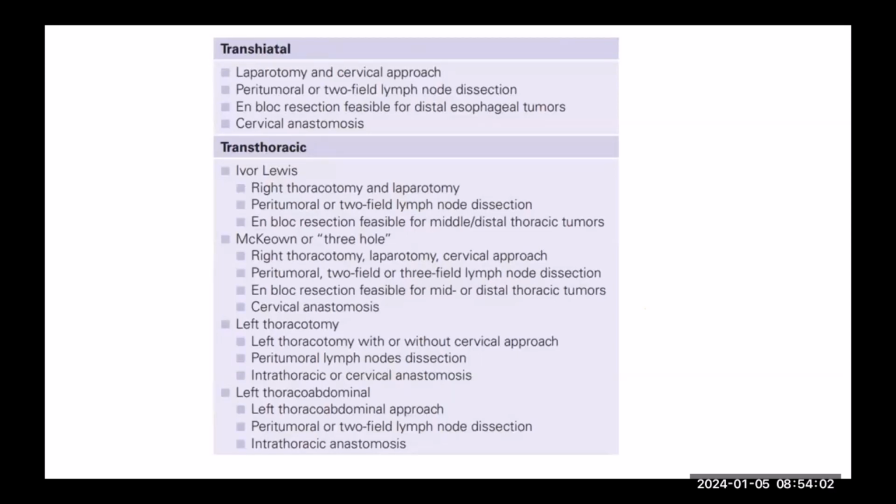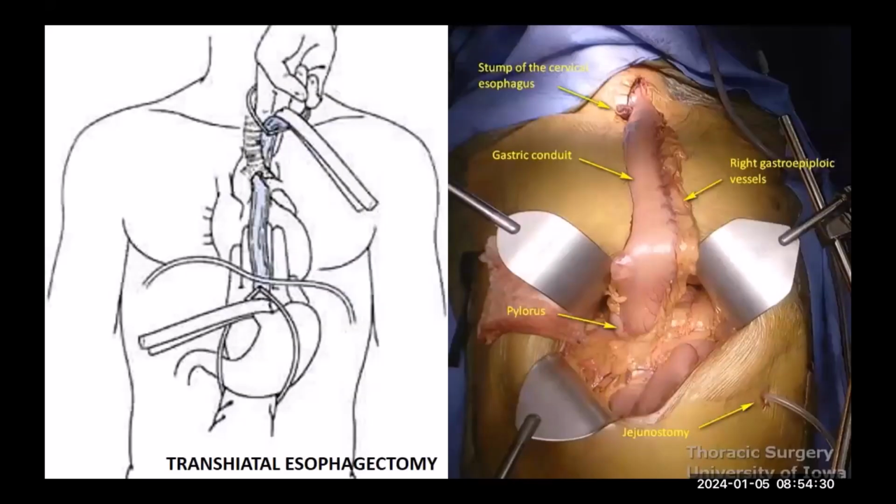In transthoracic, the normal surgery they do is the Ivor Lewis surgery. That has a right thoracotomy and laparotomy, and there would be peritumoral or 2-field lymph node dissection, and en bloc dissection feasible for middle and distal thoracic tumor. And in McKeown, there are 3 holes. So there will be right thoracotomy, laparotomy, as well as cervical approach. And there will be 2-field or 3-field lymph node dissection, and there will be a cervical anastomosis.